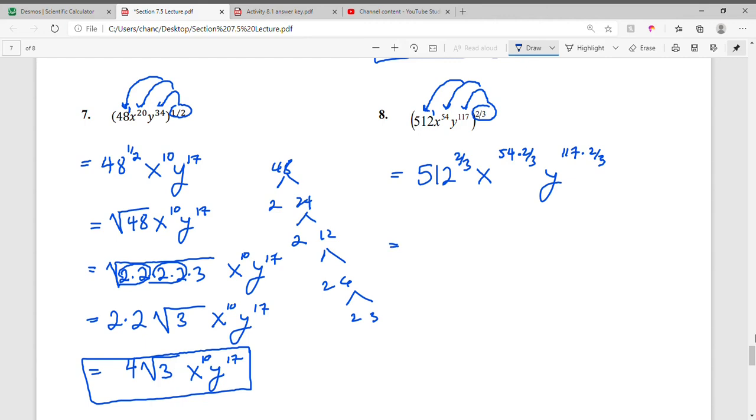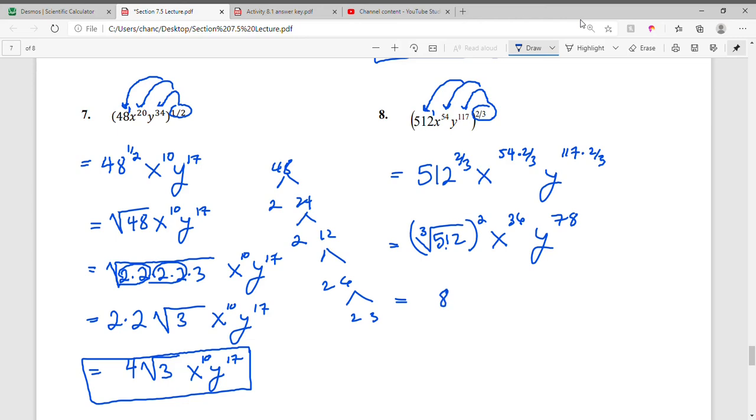Now 512 raised to 2/3, I could write that as a radical. That's the cube root of 512 raised to the second. And 54 times 2/3, you can simplify this. You can just use a calculator for that. That's going to be x to the 36. And we could also use a calculator for 117 times 2/3. That gives us 78.